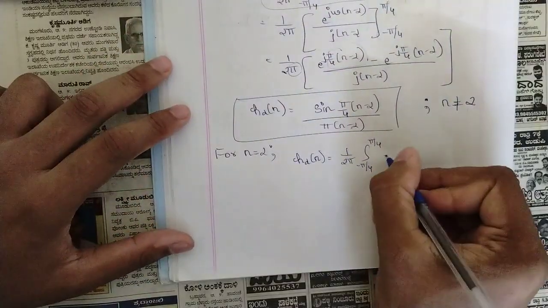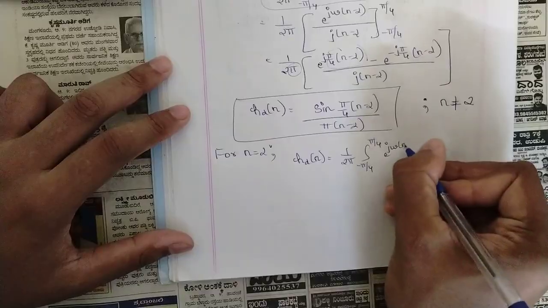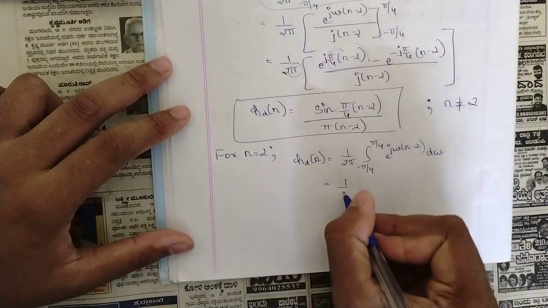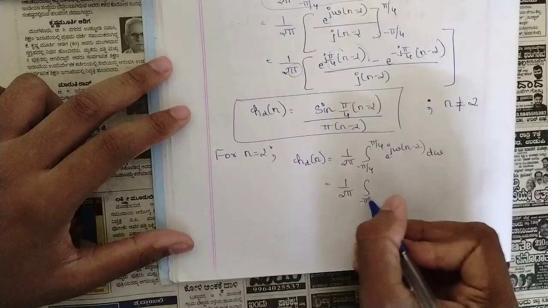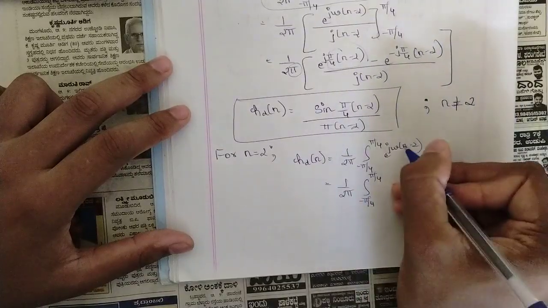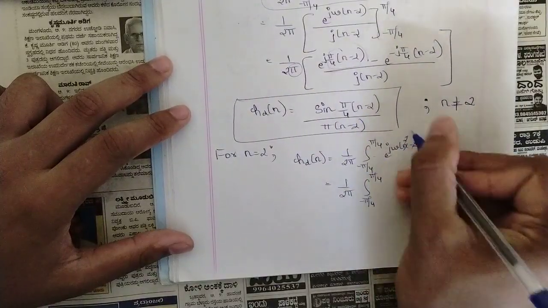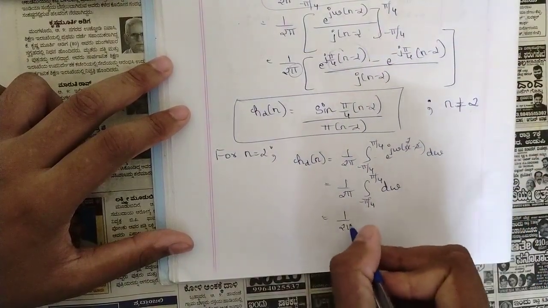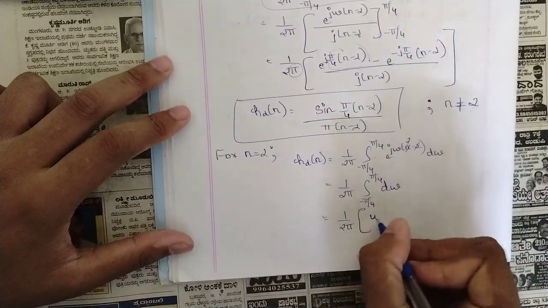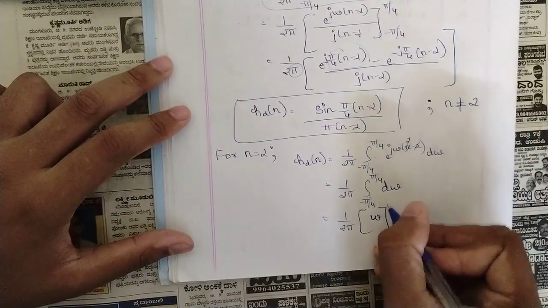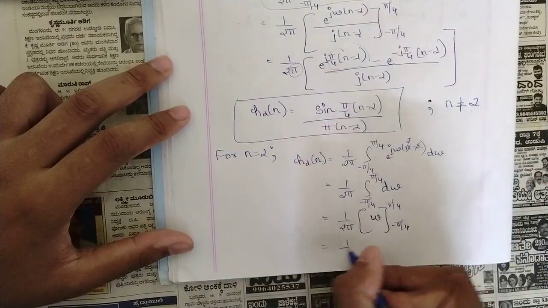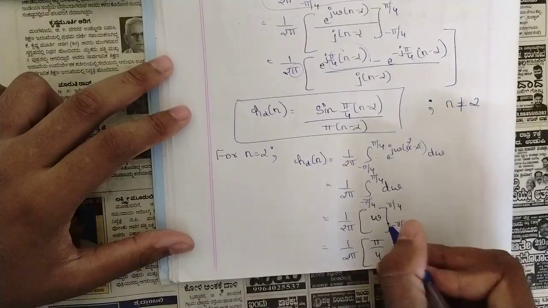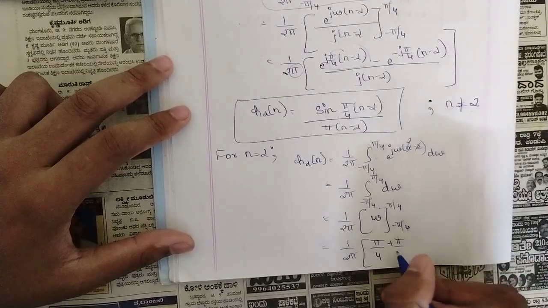Okay, that is e power j omega (n minus 2) d omega. Substitute the value of n as 2, so 1 by 2 pi integral from minus pi by 4 to pi by 4. If you substitute n as 2, 2 minus 2 is 0, e power 0 is 1, so you would be left with only d omega. So 1 by 2 pi integrated, d omega integration is omega, from minus pi by 4 to pi by 4. We would be left with 1 by 2 pi, upper limit minus lower limit, pi by 4 minus of minus pi by 4, which is plus pi by 4.